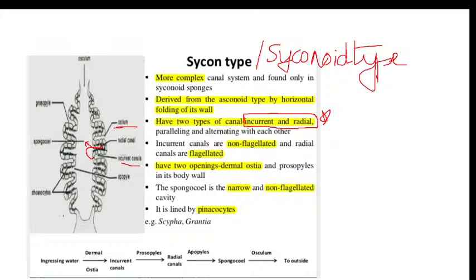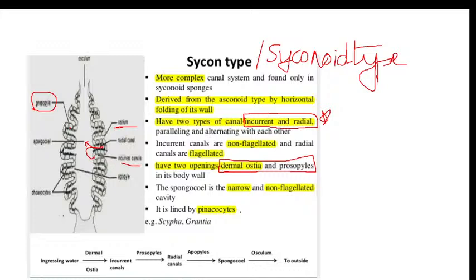They have dermal ostia and prosopiles. Prosopiles means there is an opening between these cells. Look here, this is what a prosopile is. So they have two types of openings, dermal ostia and prosopiles. Dermal means skin, in the peripheral layer, or the openings in the outer layer are called dermal. Dermal means something related with the skin. So dermal ostia and prosopiles. Prosopiles are the openings found in between these cells.